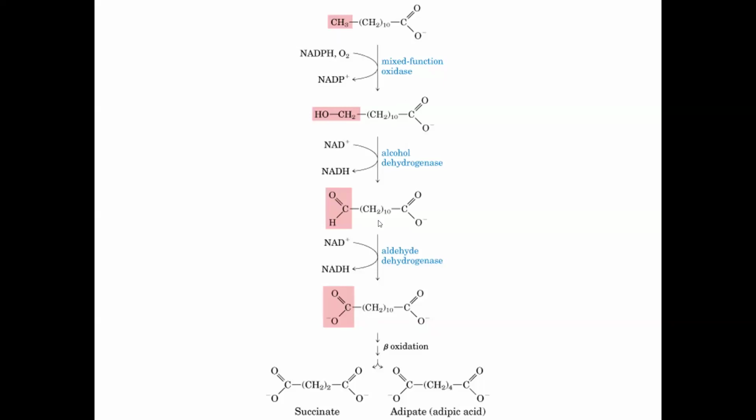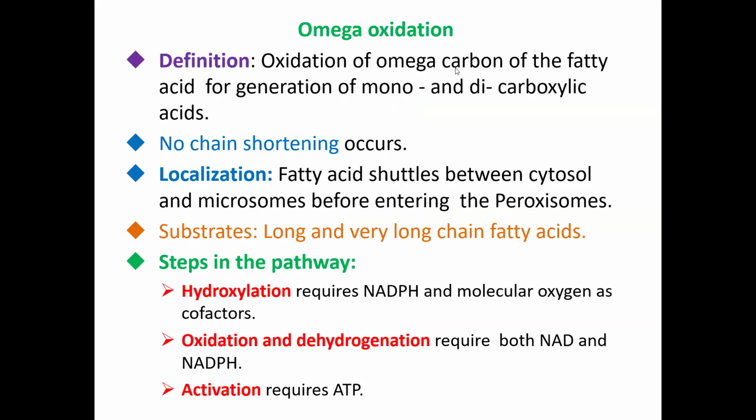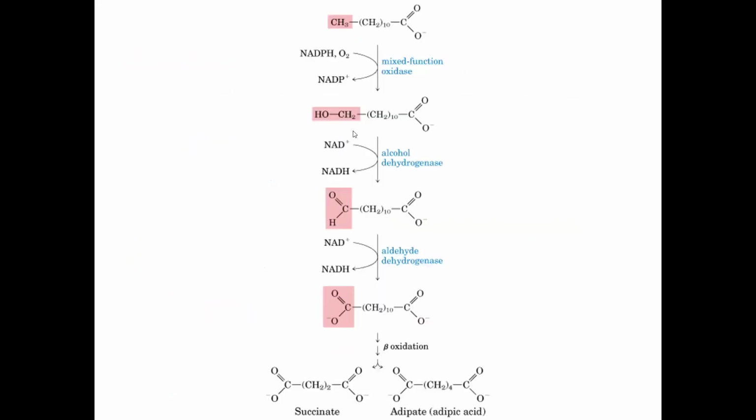Where this type of conversion happens, the monocarboxylic acid is converted into a dicarboxylic acid, which can then be converted into small components, I mean acetyl coenzyme A or others, by the regular beta oxidation process. So monocarboxylic acid is converted into dicarboxylic acid. This process is called omega oxidation, because this carbon is called the omega carbon. So the definition: the oxidation of the omega carbon to produce mono or dicarboxylic acid. This carbon should be converted into acid, and this process is called omega oxidation.